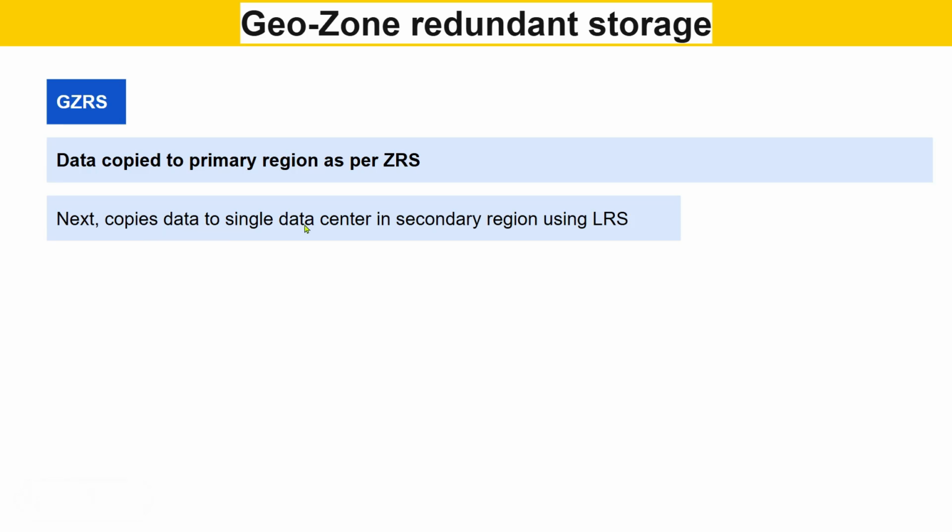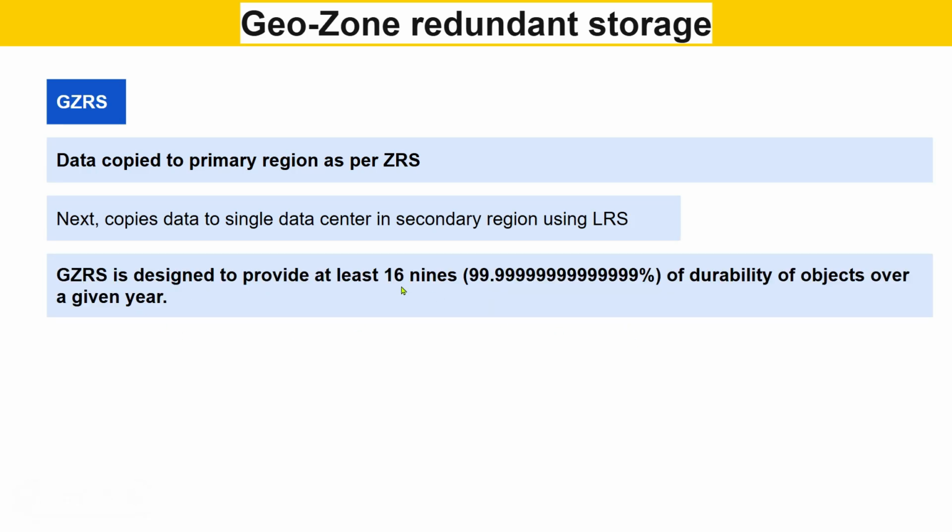Next, it copies data to a single data center in the secondary region. Even though there are multiple, it will only copy the data to a single data center, and there it will follow LRS, locally redundant storage, always keeping the data in 3 devices in that data center. You getting it? Here in GZRS also, it is designed to provide at least 16 nines of durability of objects over a given year. ZRS and GZRS are both the same, 16 nines.